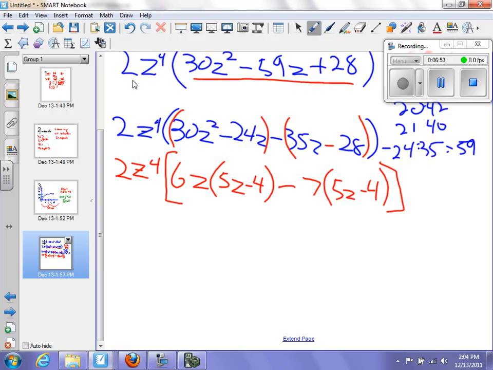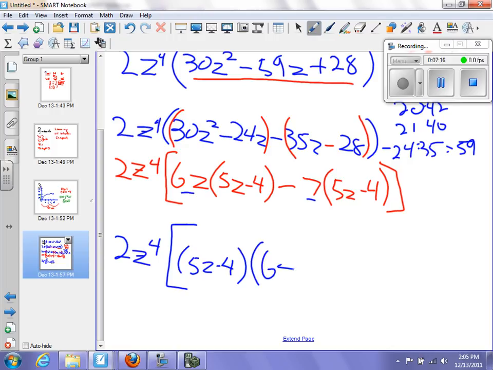So again, I'm just going to leave my 2z to the fourth. I'll write it in just so that I don't forget it. And I'm going to pull out my 5z minus 4, and I'm going to distribute that times my remaining 6z minus 7. That's as far as we can factor this.